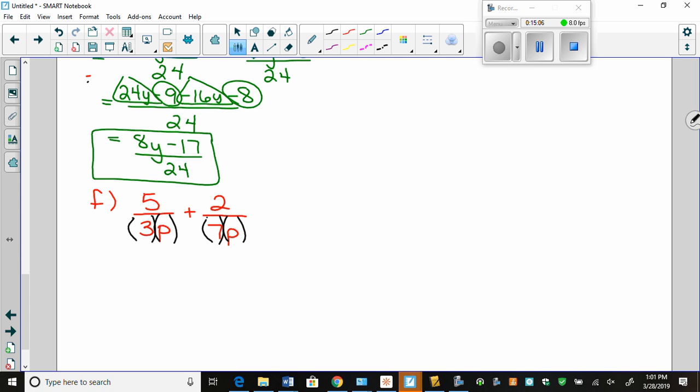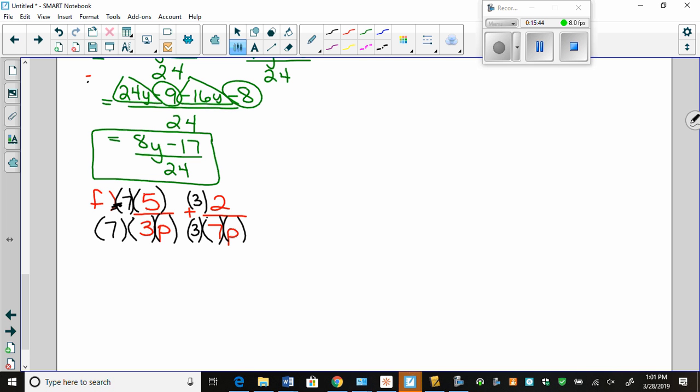So what do they currently both have in common? 21, but what do they currently have in common right now? P. They both have a P. So do I need to multiply them by a P? No, they both have a P. What's the problem? The 3 and the 7. I need to make those the same. What can I make them both be? 21. So I can multiply this side by 7, and this side by 7, and this side by 3, and this side by 3.